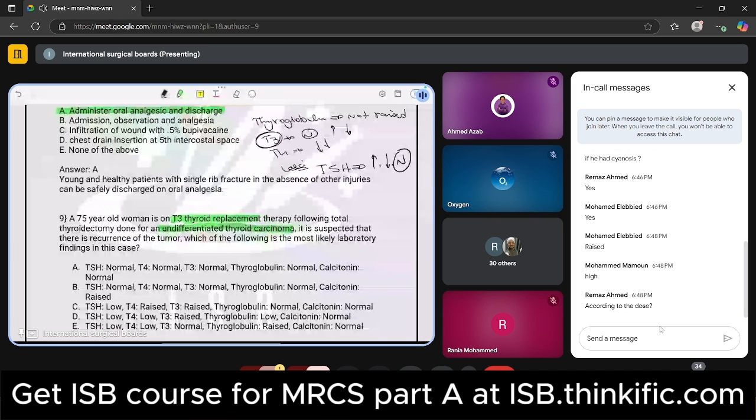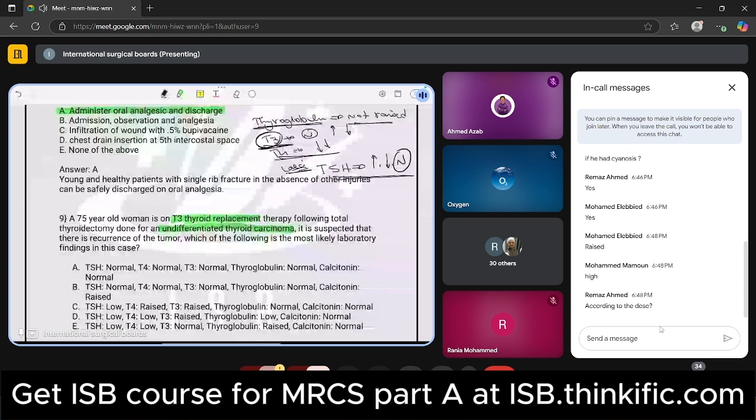With the possibilities that can be present in this patient, we establish that thyroglobulin will not be raised. We establish that T3 can be variable, T4 will be low. Calcitonin will not be raised, and TSH can be variable. Those are the possibilities. So let's look at the options and see if they fit our possibilities or not.